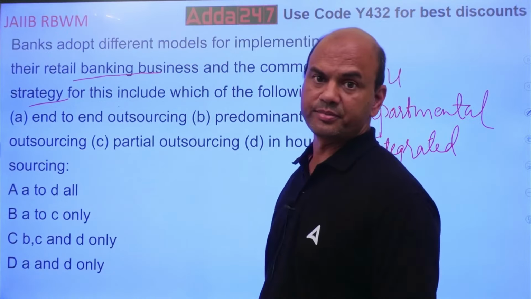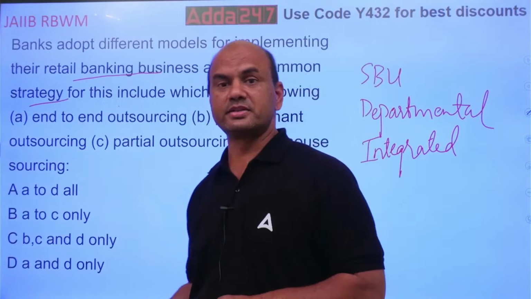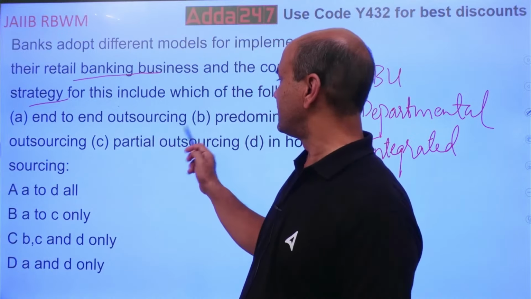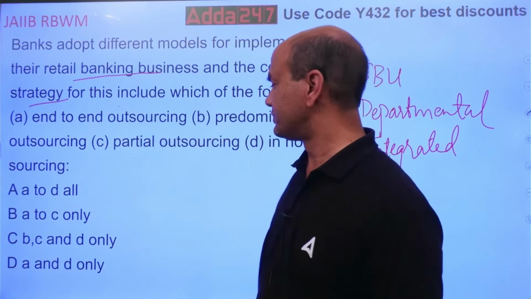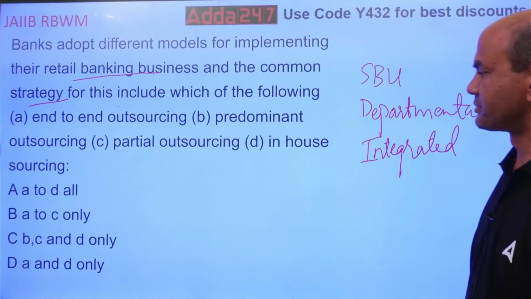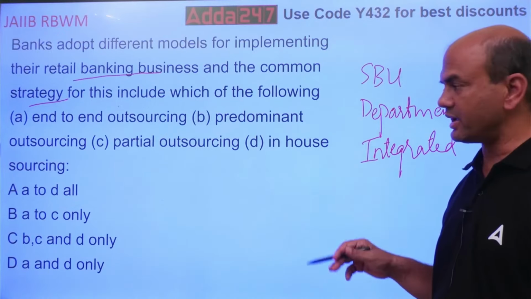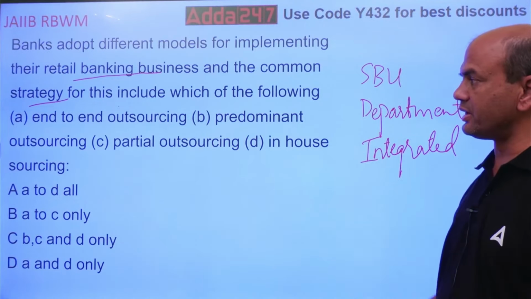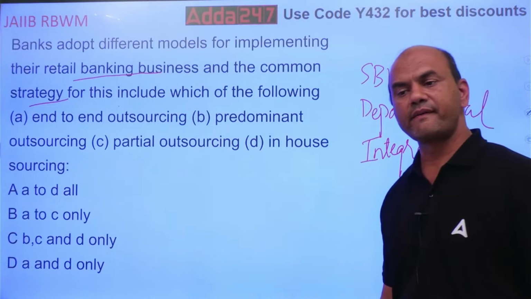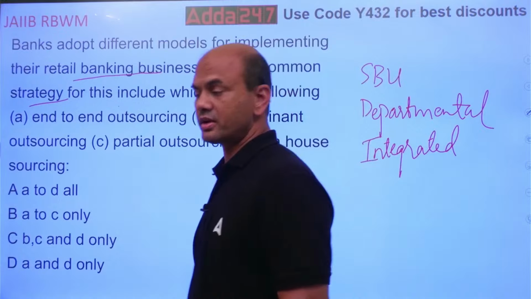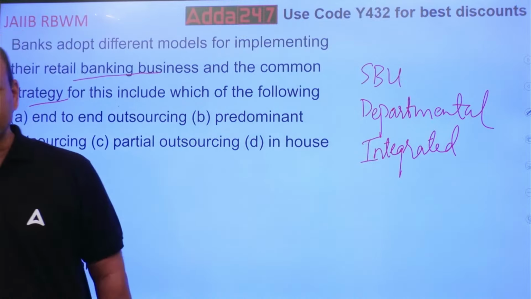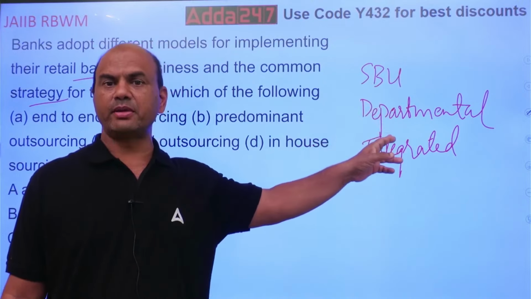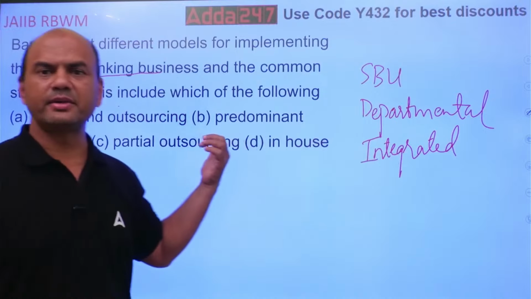Parameters are important. So which bank follows which parameters? Is it A, B, C, D? All of them are correct. Is it so? Or is it only part A is correct, A to C only, B, C and D only, A and D only? Which one is correct over here? Think, everyone think over it. The answer lies in this also. Just now I gave you the idea. SBU, who does what? Departmental, integrated. You'll find the same answer over here.